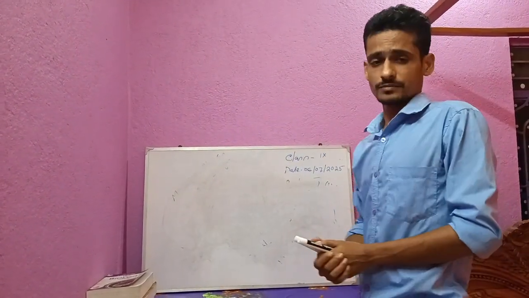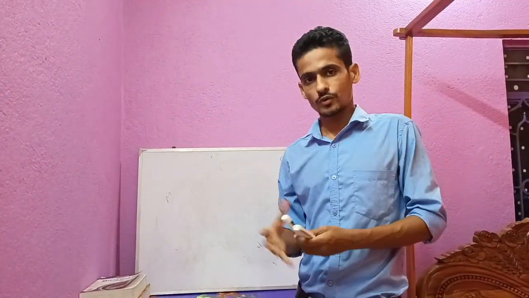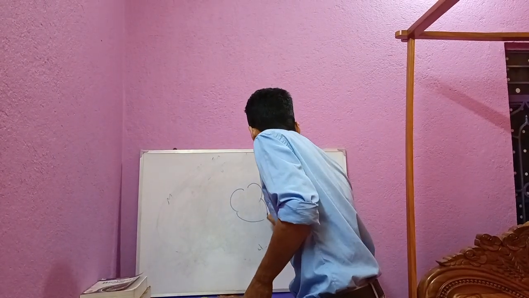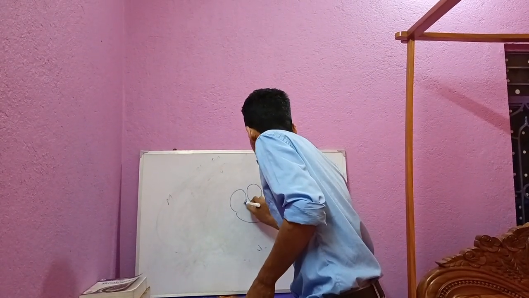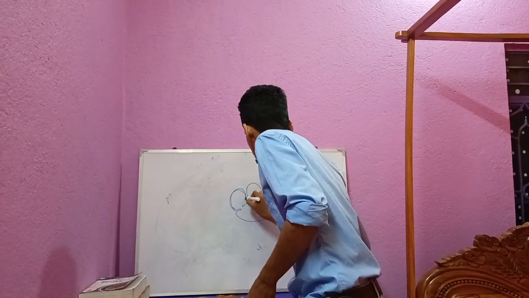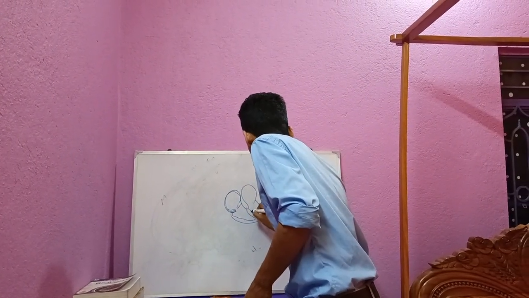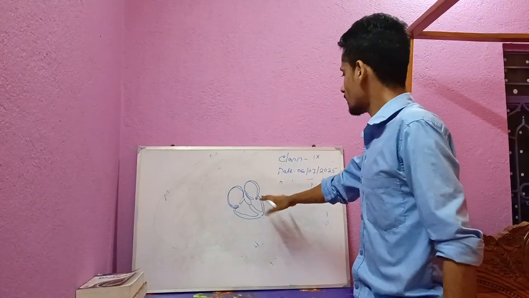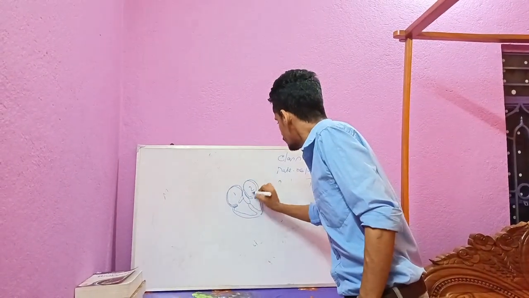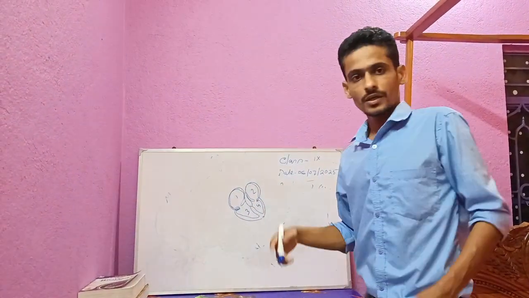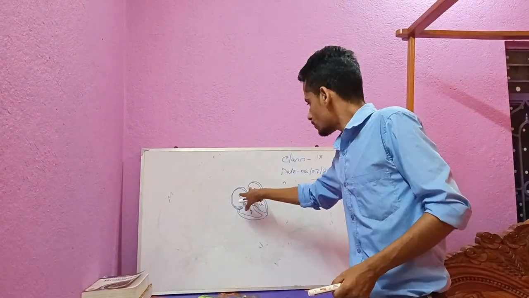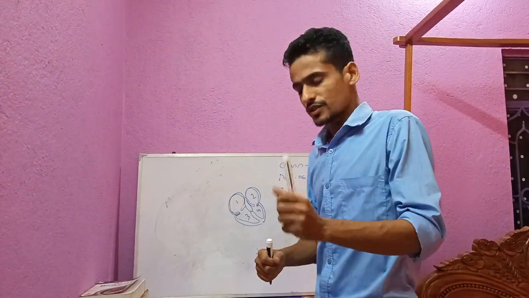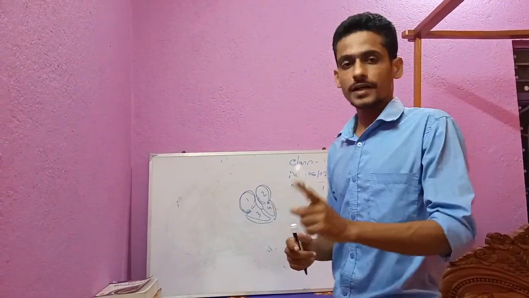All of us know that our heart has 4 chambers. This is the heart. Here are the 4 chambers: 1, 2, 3 and 4. Our heart contains 4 chambers. The upper 2 chambers are called atria. It is the plural form, and the singular form is called atrium.